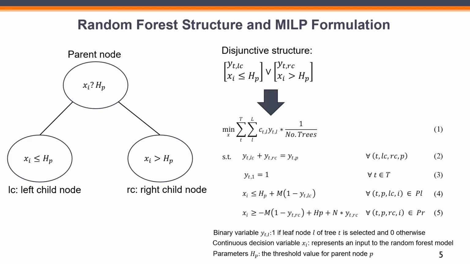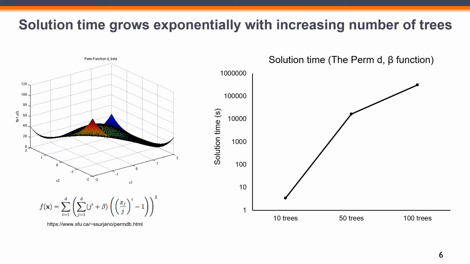We have the binary variable y, which equals 1 if leaf node L of tree T is selected, and 0 otherwise. And the continuous decision variable xi represents the input to the random forest model with dimension I, and parameters hp represent the threshold value for parent node P. We can solve the MILP of random forest in an existing commercial solver.